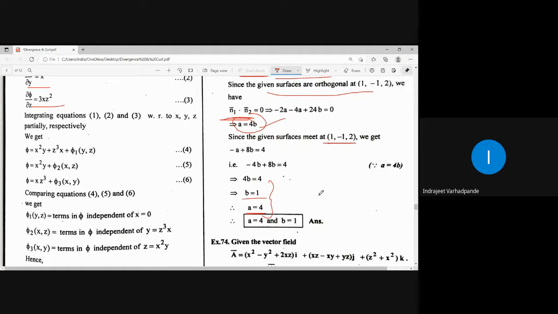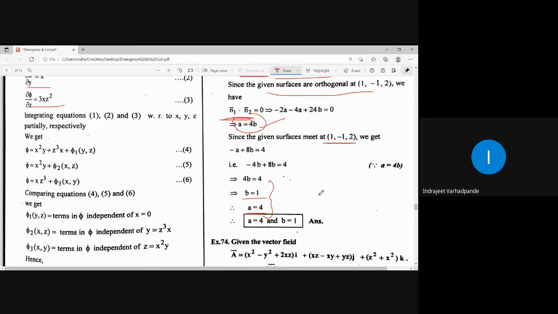So whenever the word orthogonal is used, it indirectly diverts us to the concept that the angle is 90 degrees, and whenever we are associated with the angle, we consider the dot product.